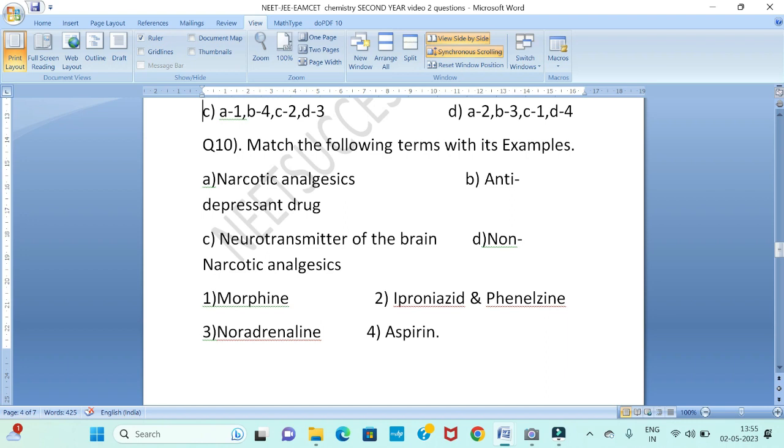Narcotic analgesics. The answer is morphine. Morphine, and others like codeine, are banned by the government because they act like anesthesia. They make people go sleepy, moody, with dim behavior.